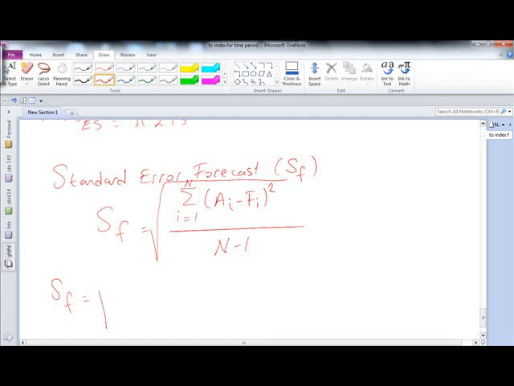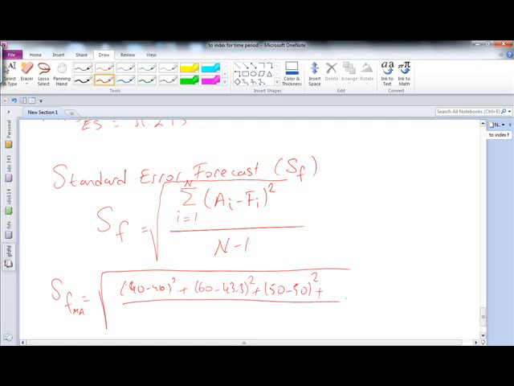The SF value for moving average is 40 minus 40 squared, plus 60 minus 43.3 squared, plus 50 minus 50 squared, plus 70 minus 50 squared, and divided by 4 minus 1. The result is 15.04.